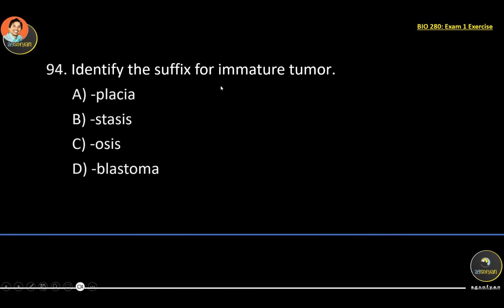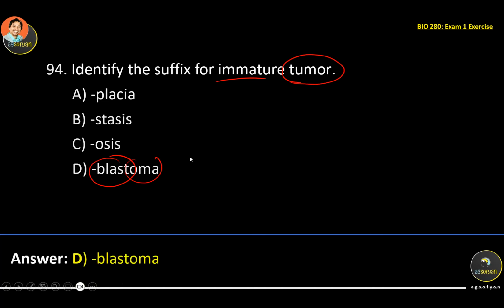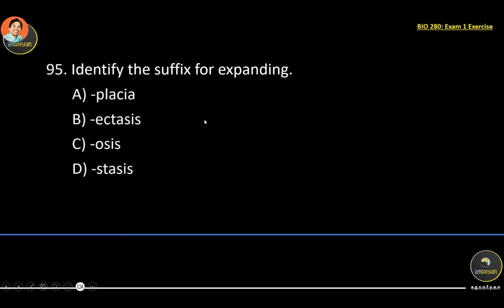How about an immature tumor? It's going to be really similar. So oma, but it's not developed yet. So it is called a blastoma, an immature tumor. How about the suffix for expanding? Expanding is ectasis. It's almost the same as dilate. Remember, ectasis also means dilating or expanding.